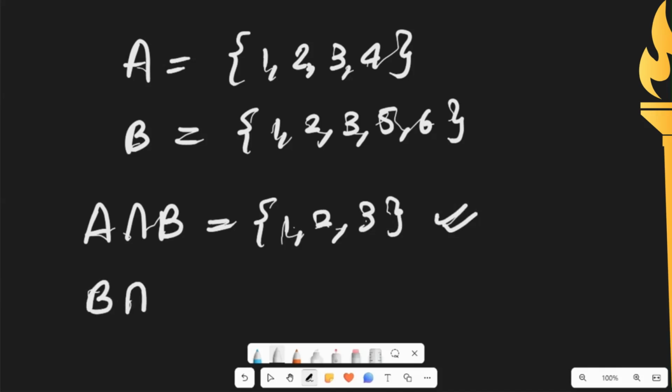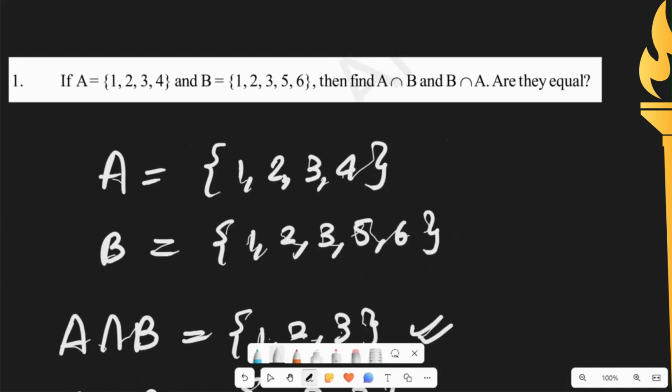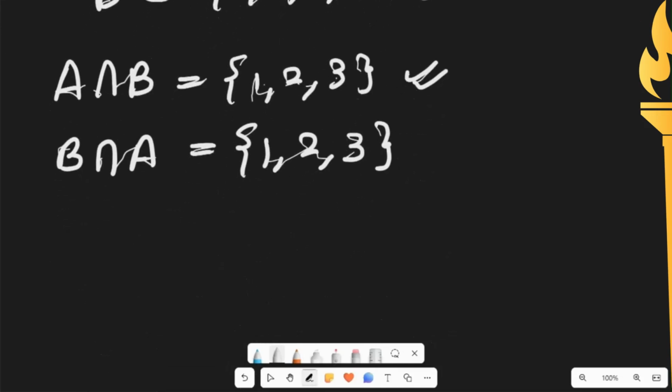If we take B intersection A, we would also have the same here: 1, 2, and 3. So we found A intersection B and B intersection A, and are they equal? Yes, they are equal because the definition of equal sets says that the cardinality of both sets should be the same, which means the number of elements in the sets should be the same, and also the elements in both of the sets should be the same.